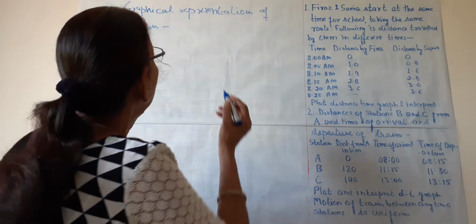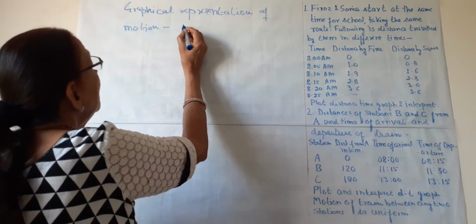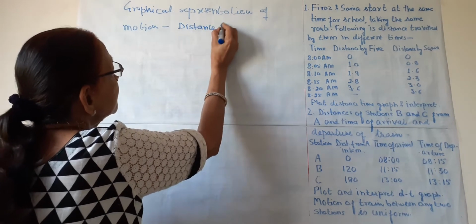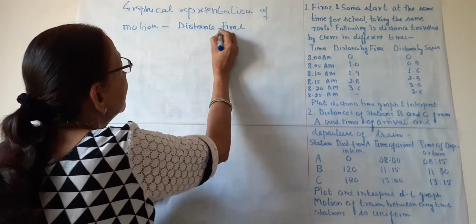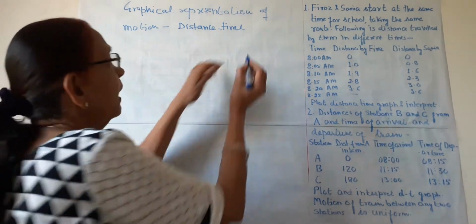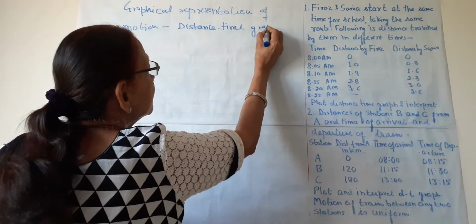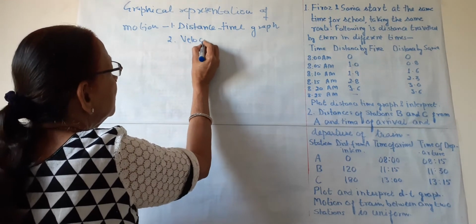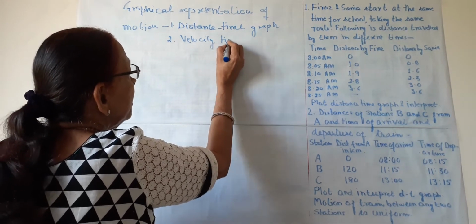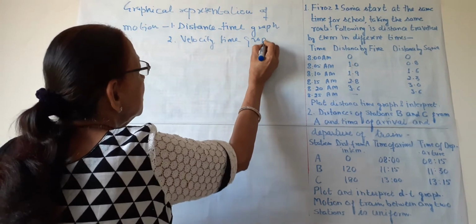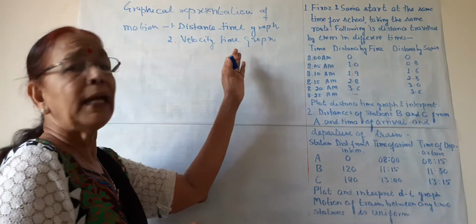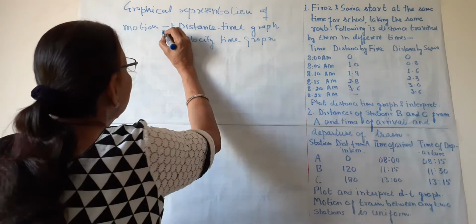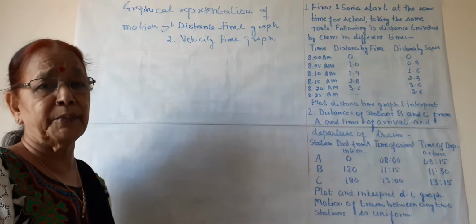So we will study two types of graphs under motion. One is known as distance time graph, that is distance in relation to time. And second, we will study velocity time graph, that is the relationship of velocity and time, which is represented on a graph. So first we will take the first one, distance time graph.